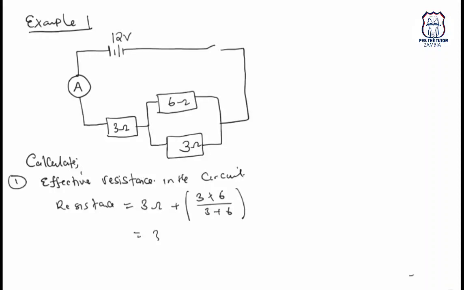So this will be the same as 3 ohms plus 3 times 6 is 18 over 9. This will be 3 ohms plus 2, because 9 into 18 is 2. And this will give us 5 ohms as the effective resistance. So 5 ohms is the effective resistance.